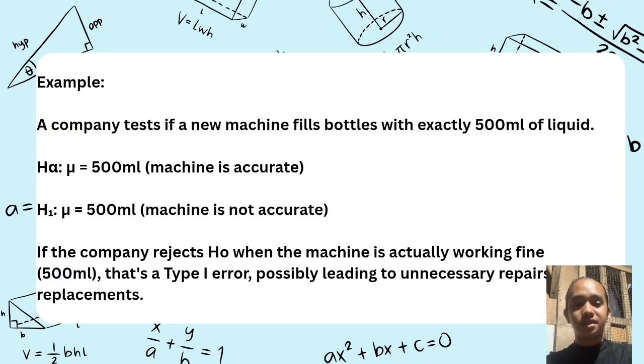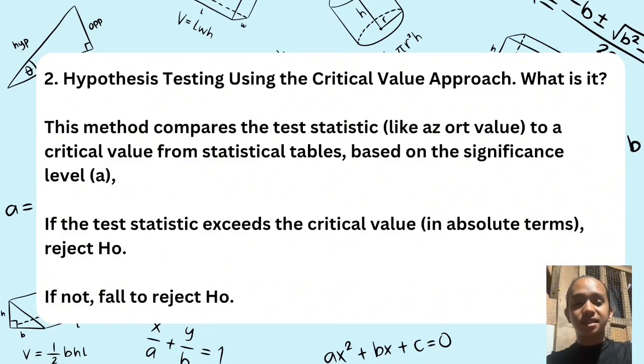Next topic is all about hypothesis testing using the critical value approach. So now let's take a look at the critical value approach. So what is it? It is setting a strict boundary. We calculate test statistics from our data. Think of it as a measure of how unusual our sample is. Then we compare it to a critical value, a threshold determined by our chosen level of risk.